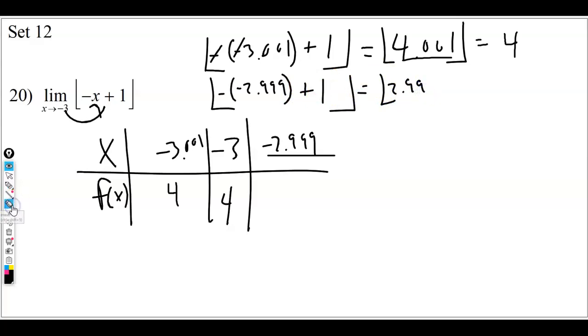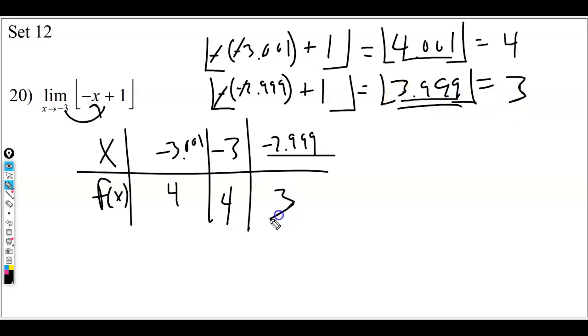So if I do that, I think I'll just take a shortcut here. The double negatives cancel, right? And that's going to give me 3.999. Now, what is the closest integer to this number that's less than that? And the answer is 3.